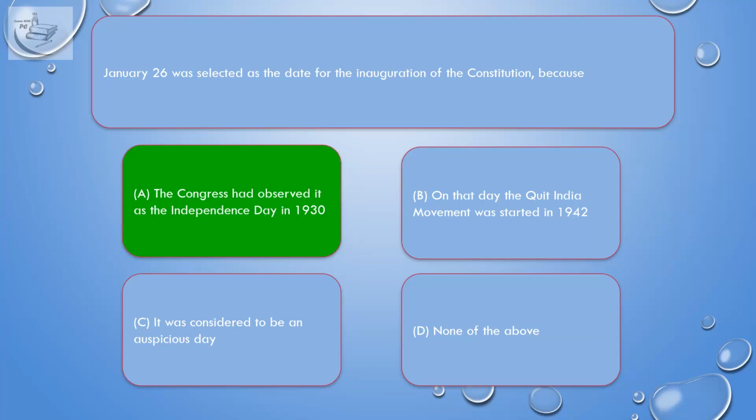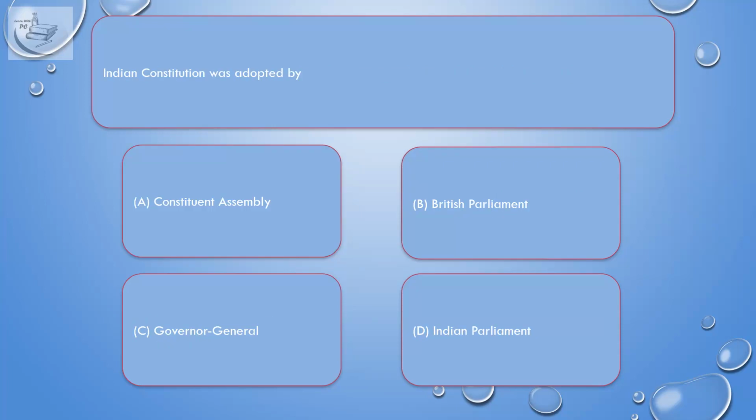Correct answer is A. the Congress had observed it as the Independence Day in 1930. Question: Indian Constitution was adopted by A. Constituent Assembly. B. British Parliament. C. Governor General. D. Indian Parliament.